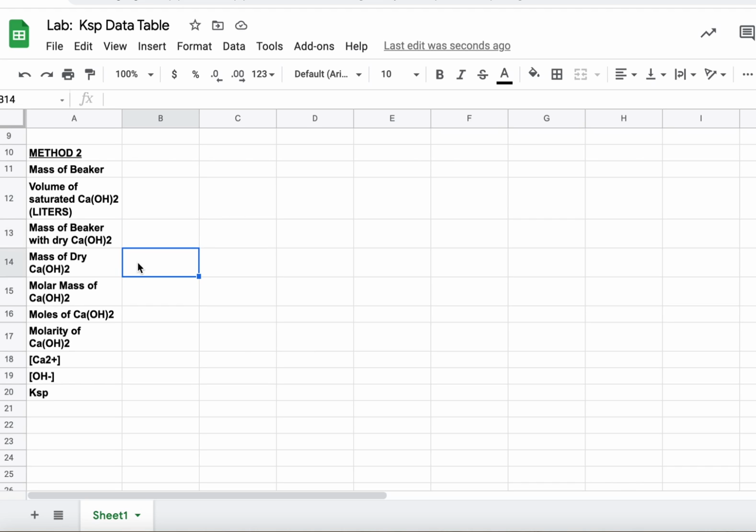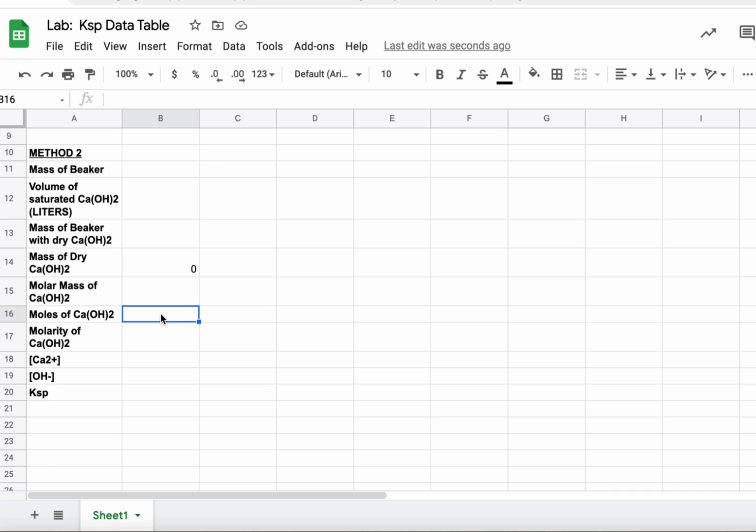And then we can use this information to find the mass of the dry calcium hydroxide. So what we're going to do to find the mass is subtract. So we'll do minus and then we would do whatever this one is, comma, the mass of the beaker. Molar mass we found in the PreLab, so you can go ahead and enter that in as well. We don't need a calculation for that, we already found it.